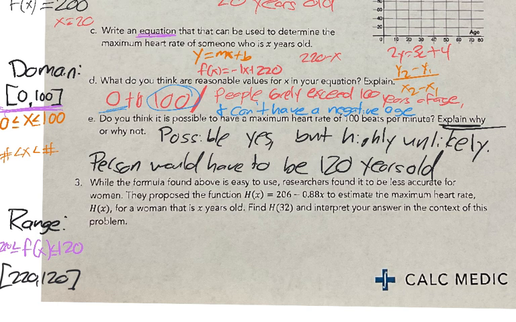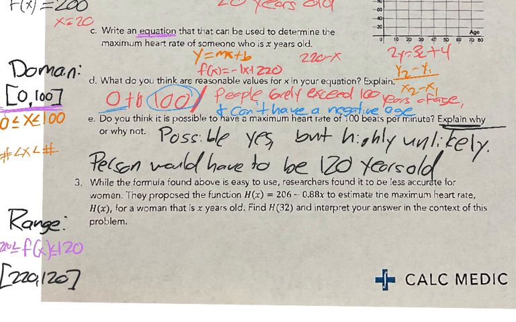Okay, last one. While the formula found above is easy to use, researchers found it to be less accurate for women. They proposed a function, h of x equals 206 minus 0.88x, to estimate the max heart rate, h of x, for a woman that is x years old.